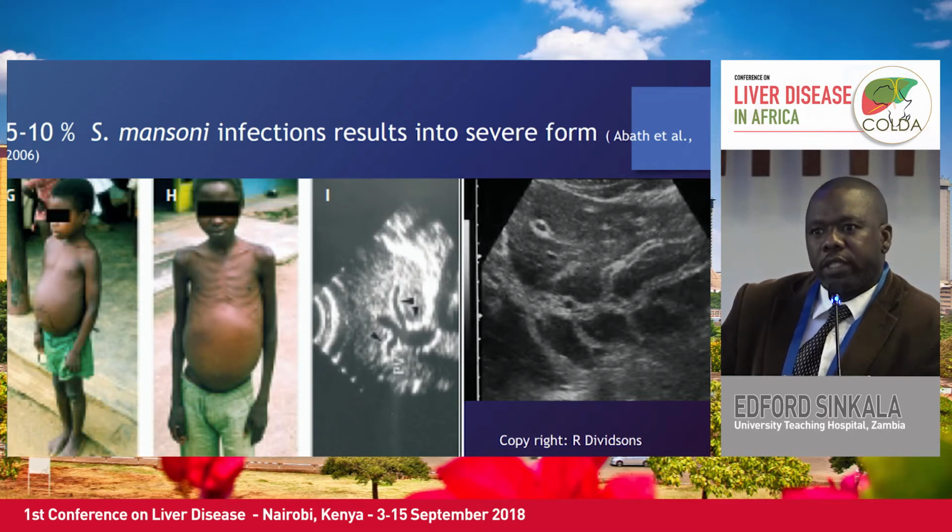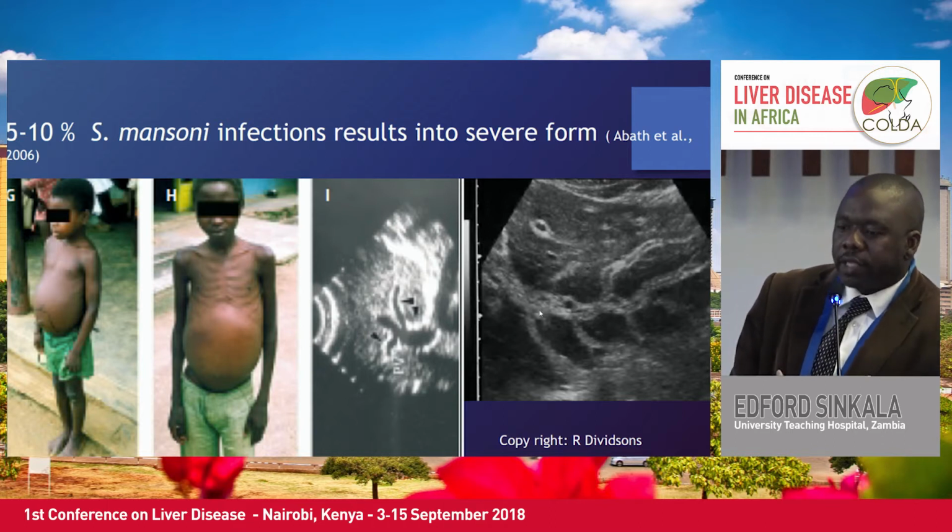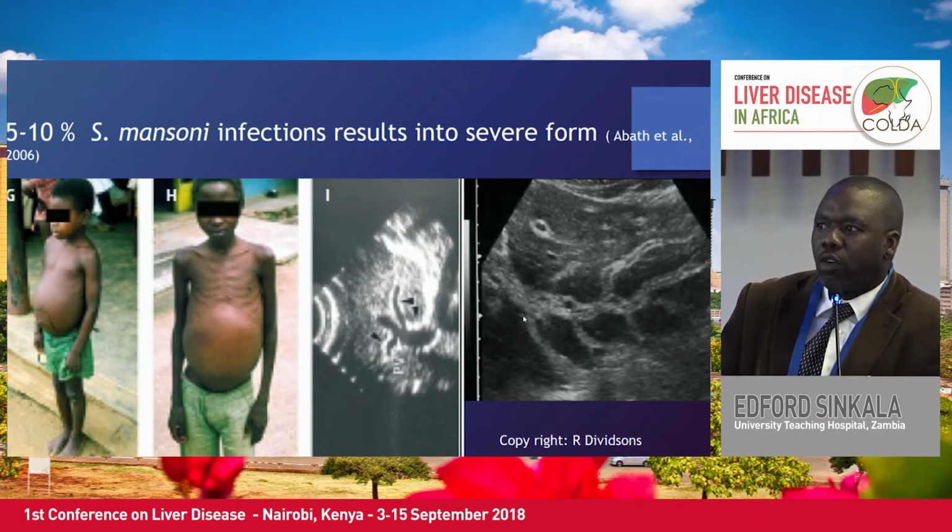For diagnosis, it's quite characteristic. If you look at the abdominal ultrasound, you can see periportal fibrosis, quite prevalent, quite clear, like that. So this is one of the modalities of making a diagnosis for hepatosplenic schistosomiasis.